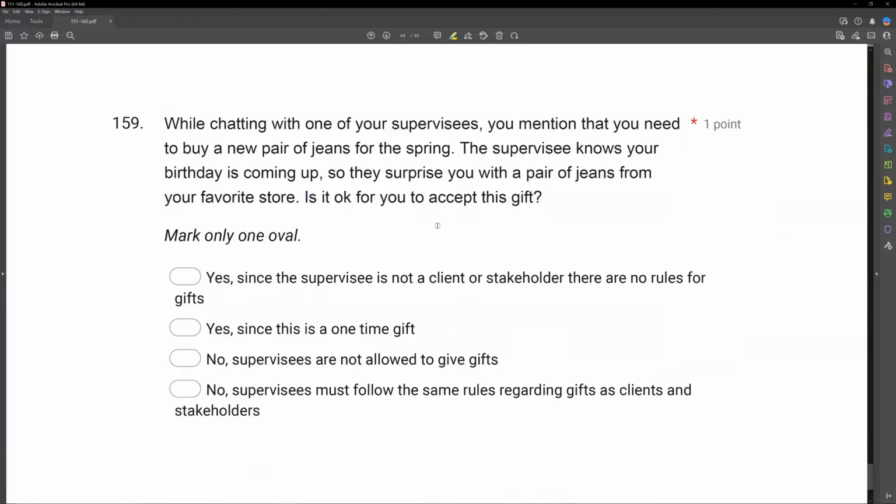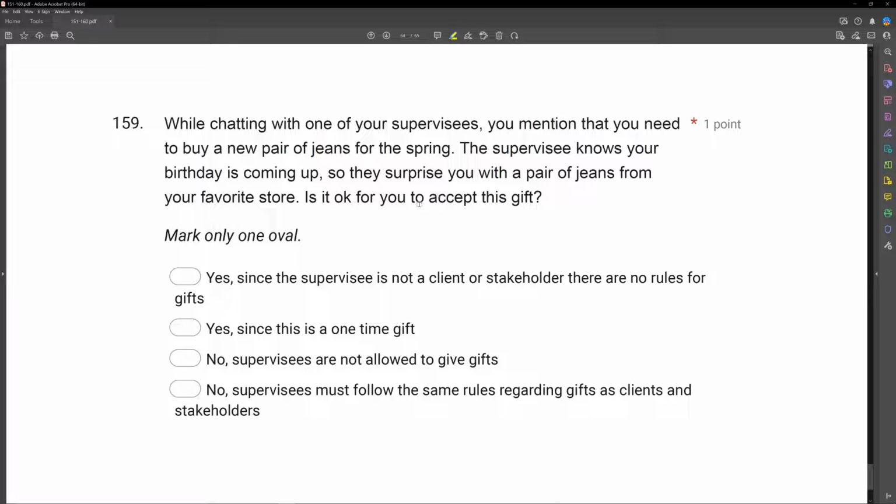159, while chatting with one of your supervisees, you mentioned that you need to buy a new pair of jeans for the spring. Supervisee knows your birthday is coming up, so they surprise you with a pair of jeans from your favorite store. Is it okay for you to accept this gift?